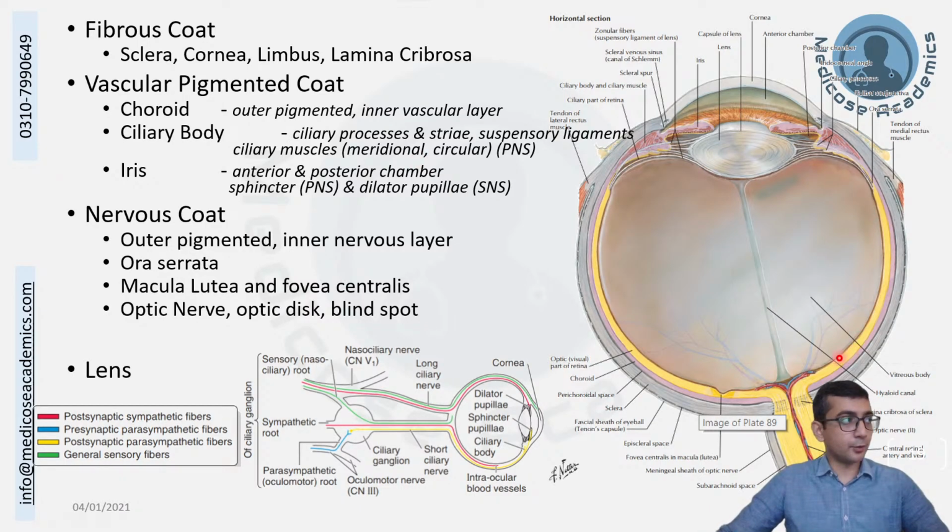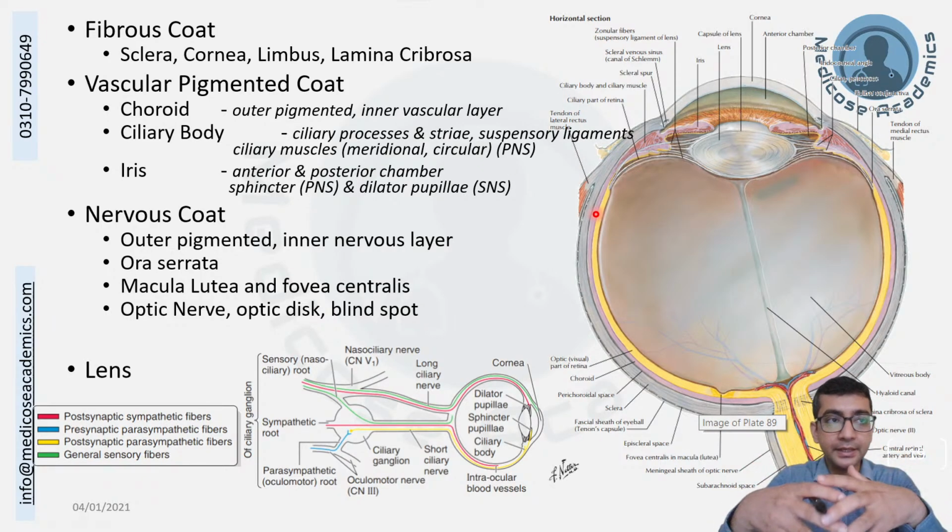Then talking about the vascular layer, the vascular pigmented coat. The vascular coat is surrounding all of the eyeball. As the name indicates, it is vascular. It contains a lot of blood vessels that are coming from the anterior and posterior ciliary arteries. It supplies the retina inside and the sclera outside. On the outer aspect, this whole layer is very heavily pigmented. On the inner aspect, it is vascular.